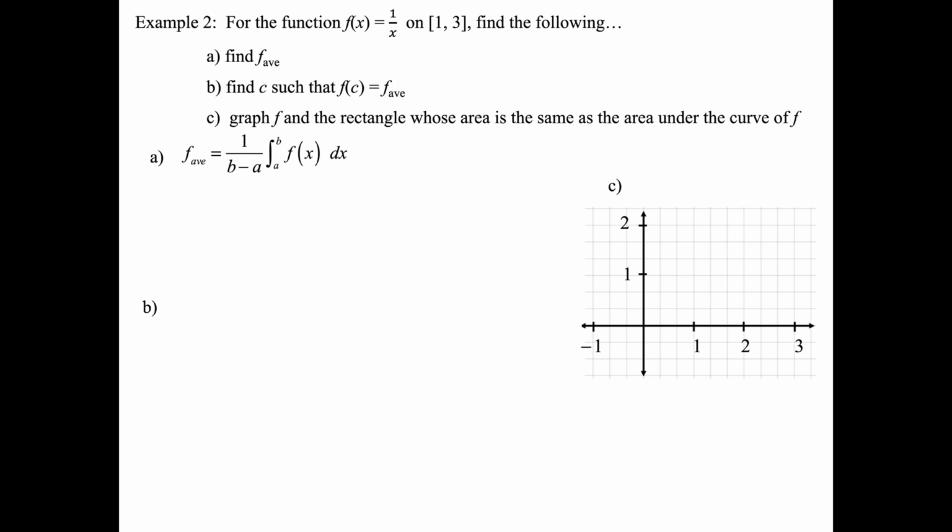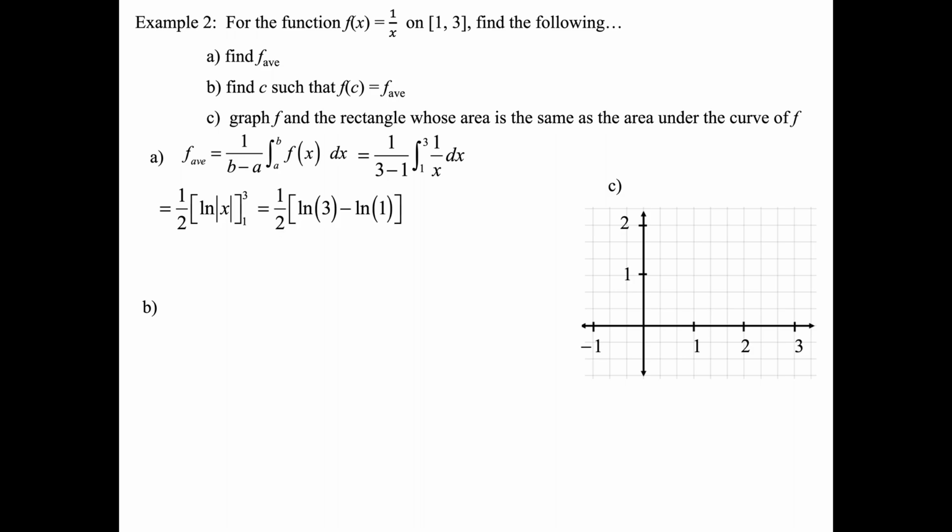So there's our formula, 1 over b minus a integrated from a to b of f of x dx. So 3 minus 1 will be 2, so that'll be a half. We'll integrate it from 1 to 3 of 1 over x dx. All right, so if you recall, your integration of 1 over x is just the natural log of the absolute value of x. We just have to make sure that those numbers going in are positive. Well, we're going from 1 to 3, so we don't need the absolute value.